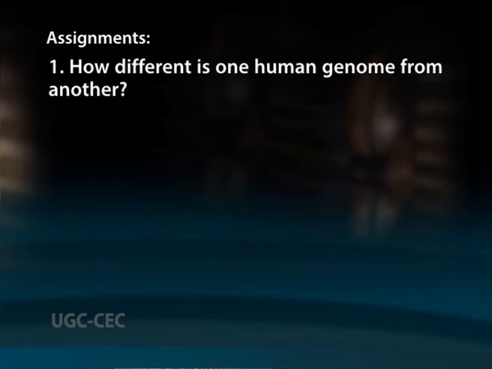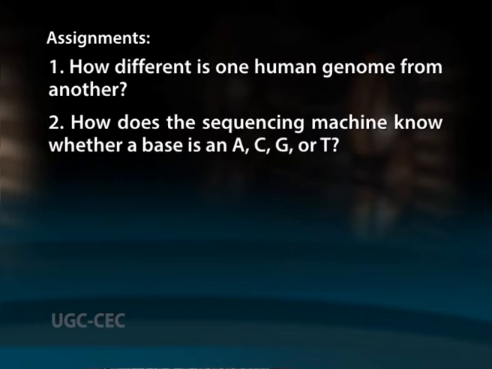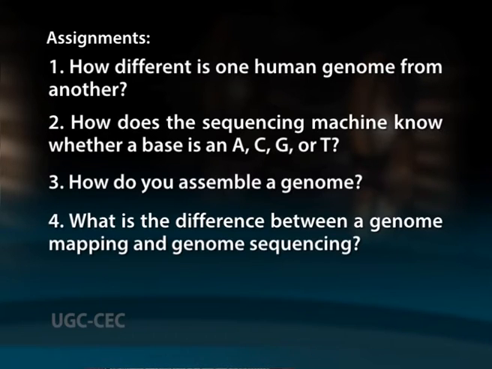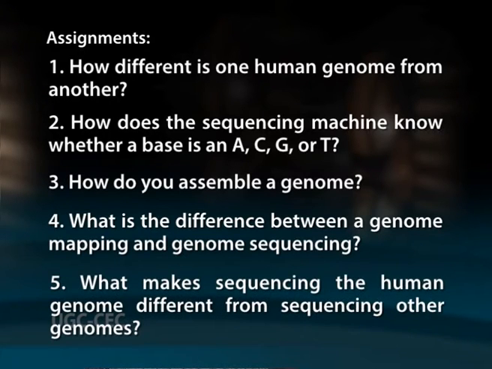Here are a few assignment questions for you to work out. 1. How different is one human genome from another? 2. How does the sequencing machine know whether a base is an A, C, G or T? 3. How do you assemble a genome? 4. What is the difference between a genome mapping and genome sequencing? 5. What makes sequencing the human genome different from sequencing other genomes?